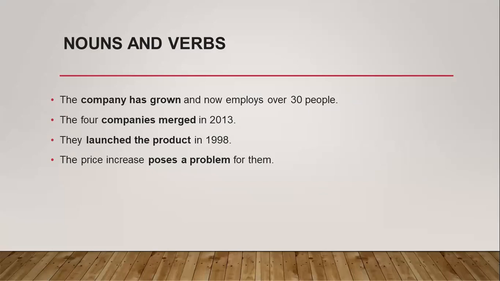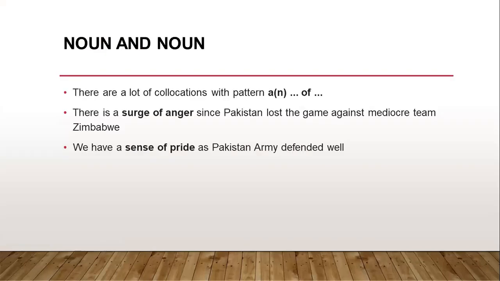Now we have nouns and verbs. The examples are, the company has grown and now employs over 30 people. These are the kind of sentences in which a noun is followed by a verb. And other examples are, the 4 companies merged in 2013. They launched the product. Launch is a noun, and launched is a verb, and the product is a noun. These are noun and noun, like search of anger, sense of pride. These are the examples given here.